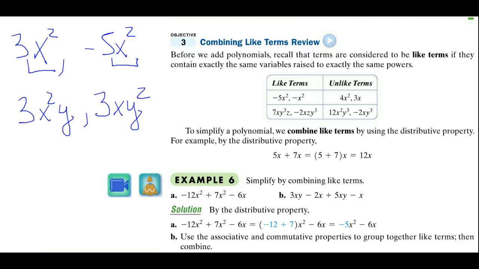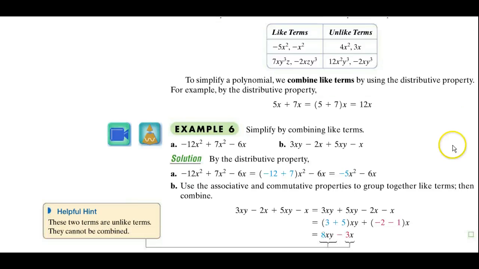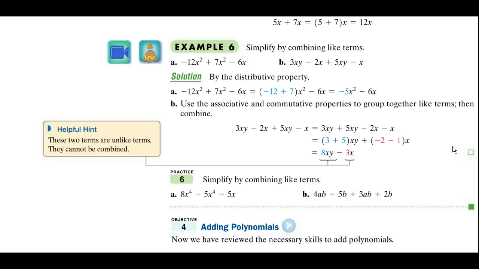So what we're asked to do is, and I will show you what I think is a good strategy for combining like terms. Well, as we look at example 6, what are the like terms? Well, you could indicate them by maybe putting a little line underneath them. So these are like terms, and then this one and this one's a like term, and then this one and this one are like terms.